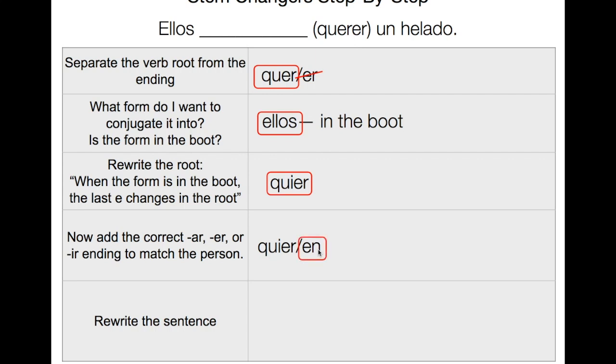And last, rewrite the sentence. Ellos quieren un helado. So these are the steps. These are the things that should go in your mind when you conjugate the stem changing verb querer in the present tense. Let's see some more examples.